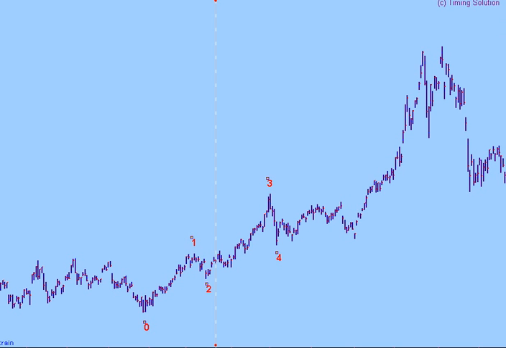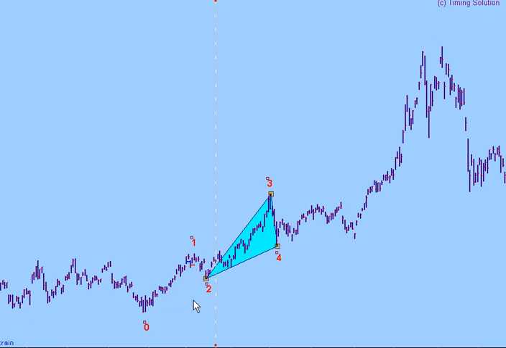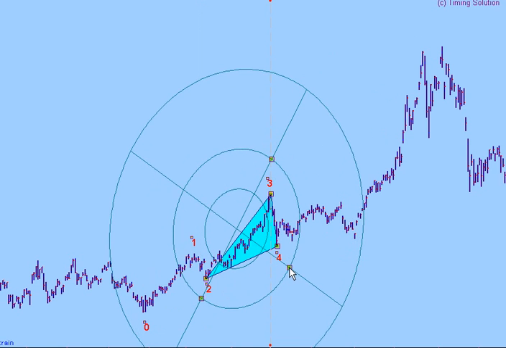I've already marked up the GLD file with the first example. These are the pivots. You have to find 4 pivots, 0, 1, 2, 3, 4. And you draw a triangle between pivots 2, 3, and 4. It's always 2, 3, and 4. So that's the triangle. Now we'll take the free ellipse and just click anywhere outside of 2, outside of 3, and outside of 4.